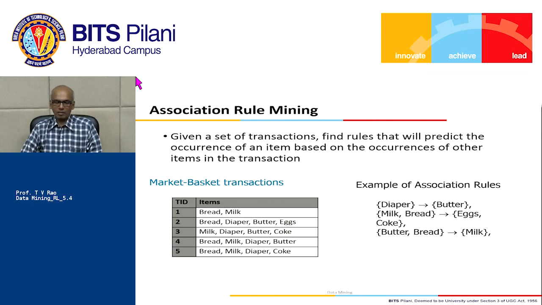To look at the definition for association rules, as we can see, if people are buying butter whenever they buy a diaper, you can get a rule saying that diaper implies butter. This type of association rule we can form given a market basket set of transaction database.